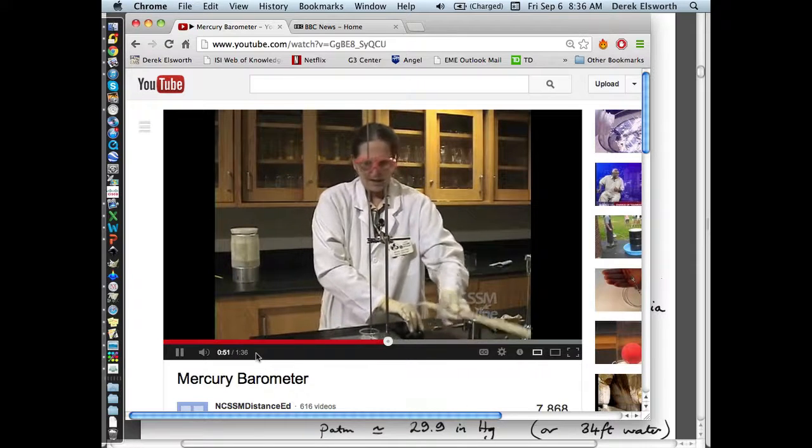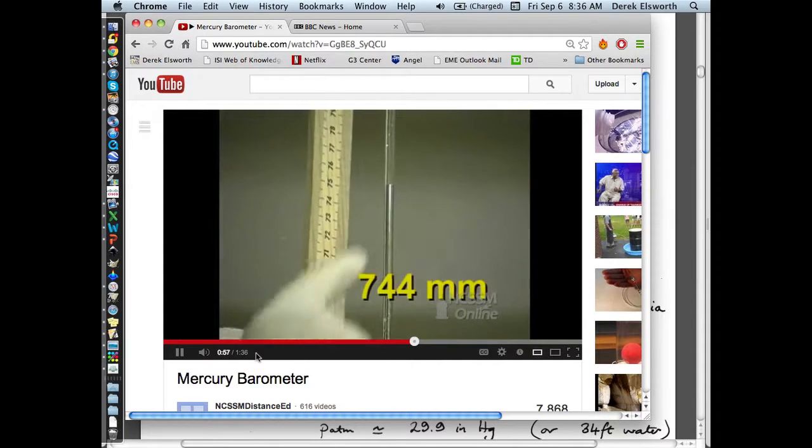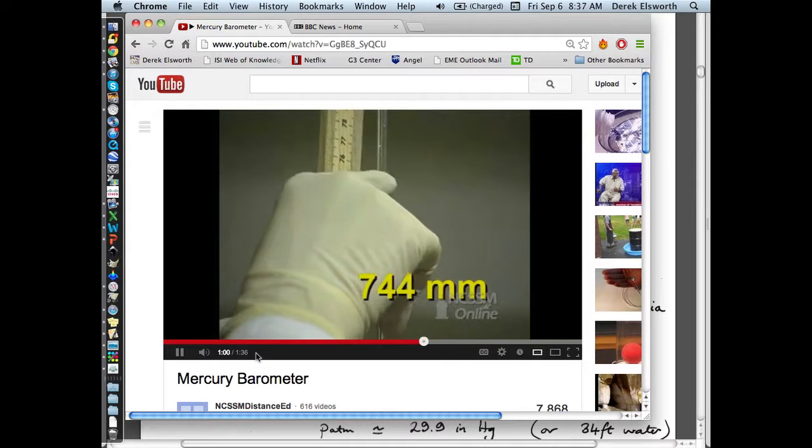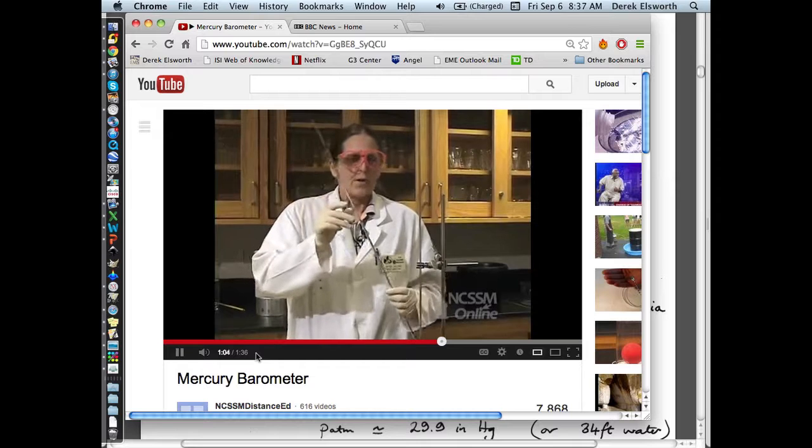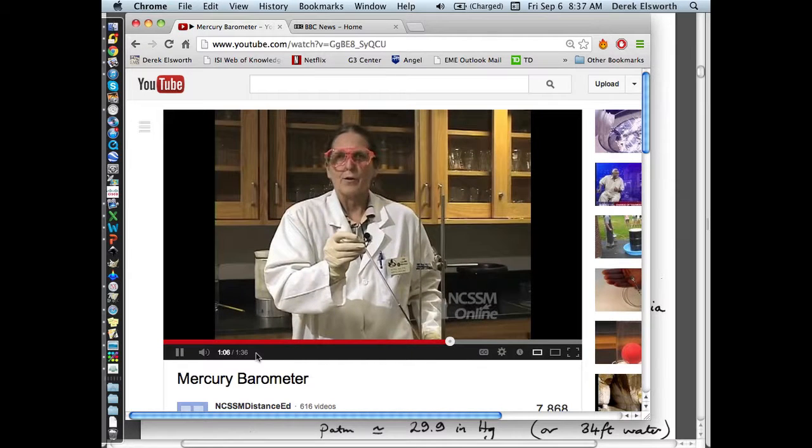And you can use that to measure pressures, as we'll see. You measure the height of the mercury. That's why we talk about 760 millimeters of mercury as being atmospheric pressure. What size diameter is our tube?